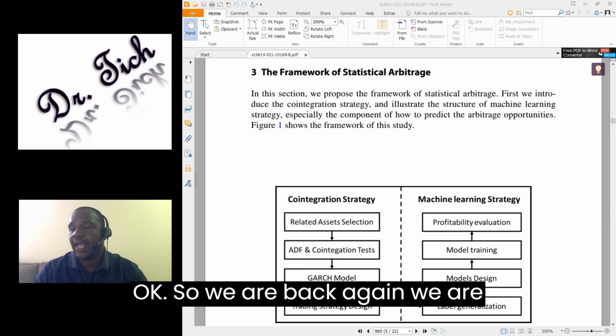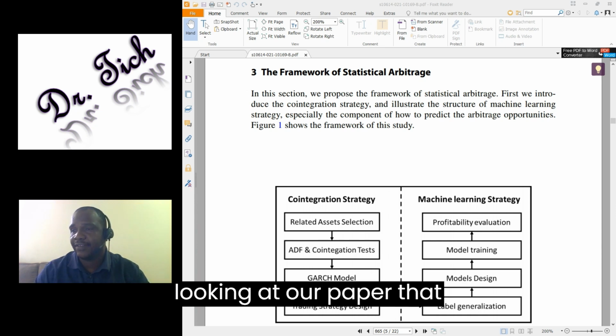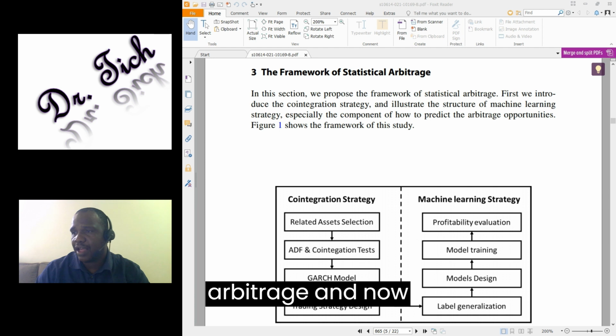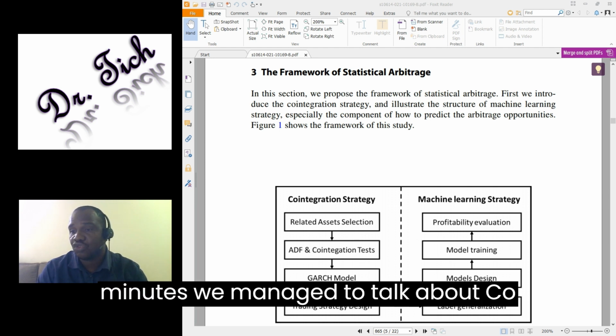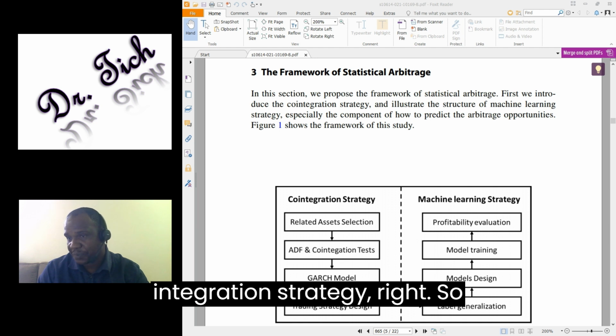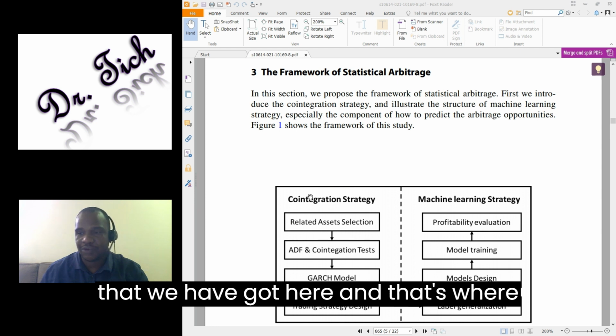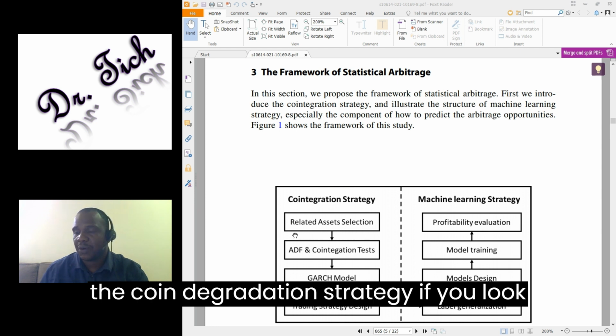Okay, so we are back again. We are looking at our paper on statistical arbitrage. In 24 minutes, we managed to talk about the co-integration strategy. So this is this side of the paper that we've got here, and that's where the co-integration strategy is.